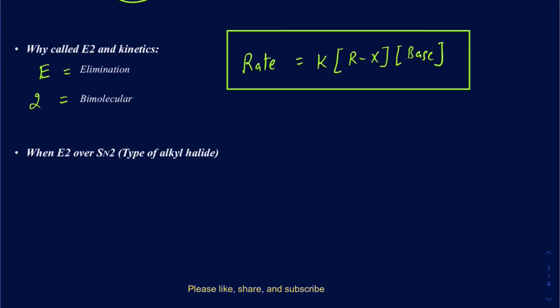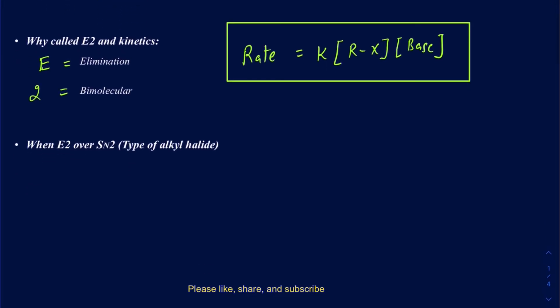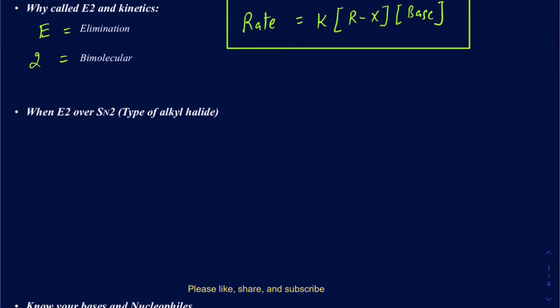The problem arises, when do you know you're going to have an E2 or SN2? They are E2 and SN2. They always kind of compete with one another. And the question is, okay, when are you going to have an E2 and when are you going to have an SN2? Because it's also true there are some strong bases, and those strong bases are also strong nucleophiles, and I'll talk about those in a minute. But the very first thing you look for is the type of alkyl halide.